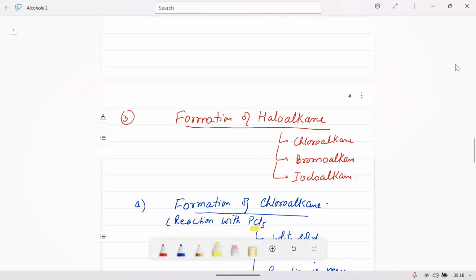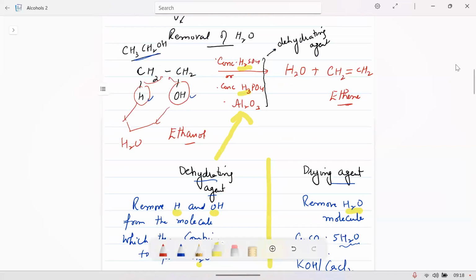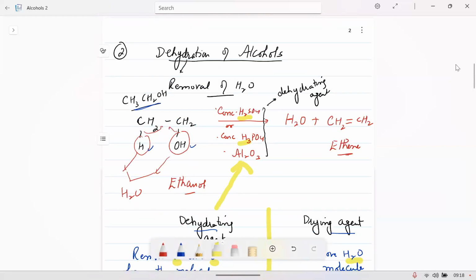Yes, I should have asked you over here: what type of reaction is this? Now here water is being removed. So this is an example of an elimination reaction.